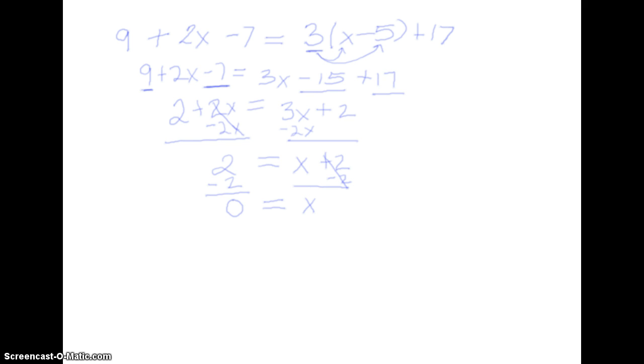If I would go back to the original problem and substitute 0 for x, I can see that I would have 9 minus 7, which is 2 on the left-hand side. And on the right-hand side, I would have 3 times negative 5, so negative 15 plus 17, which is also 2. So I have one solution, x equals 0.